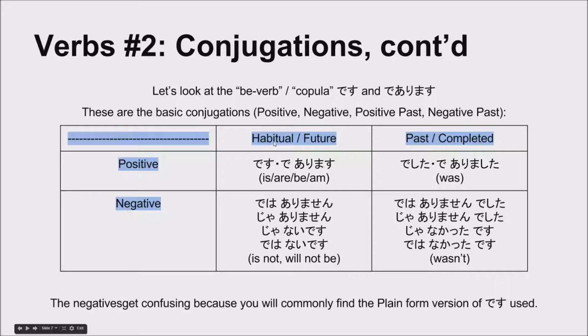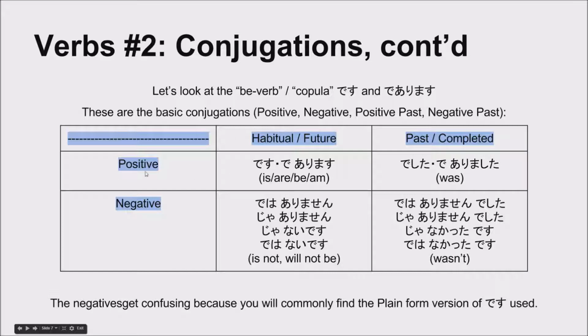Habitual means that something happens frequently or often, i.e. I go to school every day. I eat chicken once a week. Future means things happen in the future. I will go, I will eat. These two in Japanese have the same form, so that's a little bit tricky when you're translating. Things can be happening continuously, or they could be happening in the future and it'll look the same. In this column we have past, completed, so things did happen.